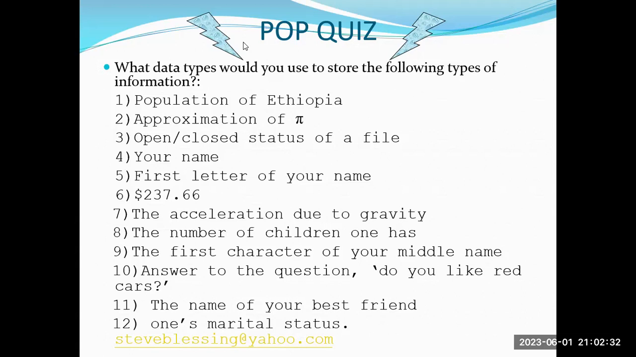Wait, population of Ethiopia. Population is a number. So it's not a string, it's an integer.